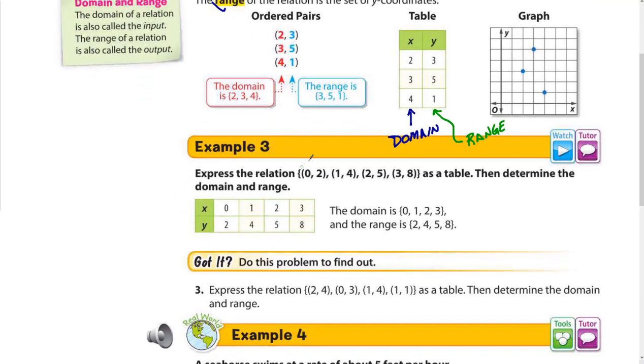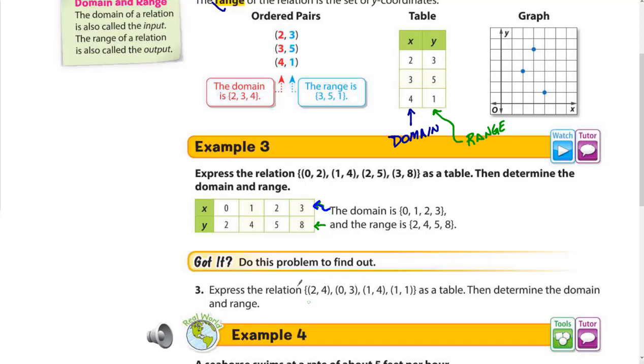Express the relation as a table. So you would put these into a table. So 0, 2, 1, 4, 2, 5, there's the 2, 5, and 3, 8. Then determine the domain and the range. The domain are all the values here on the x. I used blue before, so let me use blue again. And the range are all the values here on the y.